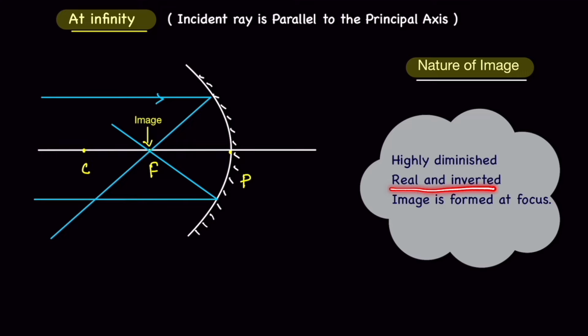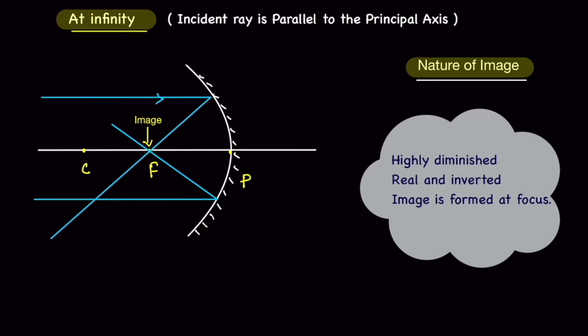It's real and inverted. How will we identify it's real or inverted? When the object and the image lie on the same side, then it is real and inverted. The object is on the left side and the image is also on the left side of the concave mirror. So it is real and inverted. Image is formed at focus. So here the image is formed at focus.